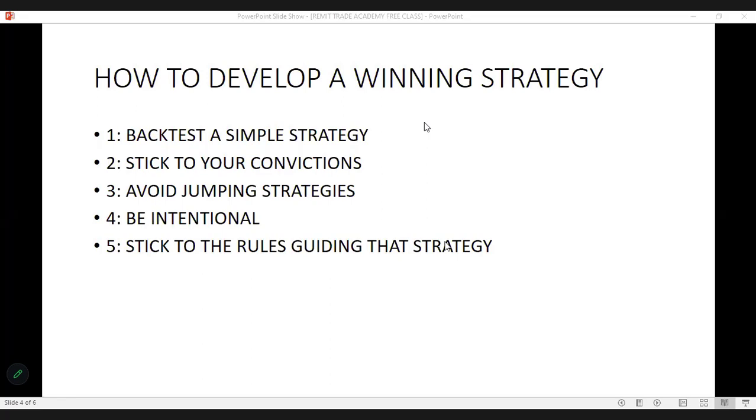Now, how to develop a winning strategy? Remember, I said there is no winning strategy. There is no 100% winning strategy. What you should do is what? Number one, backtest a simple strategy.